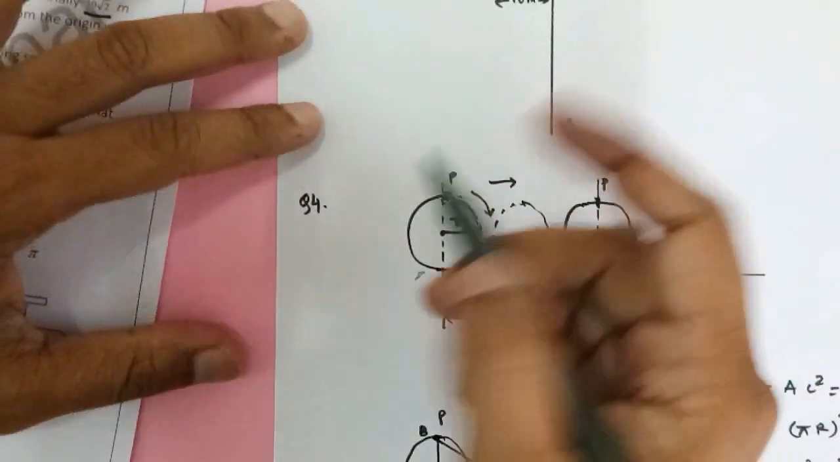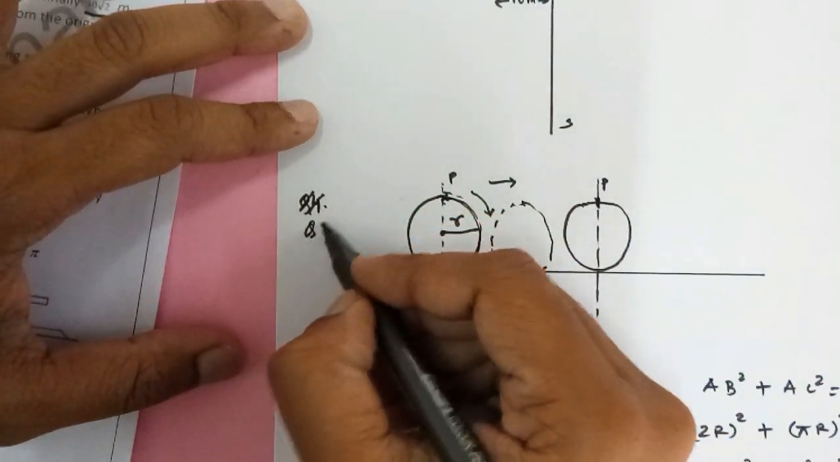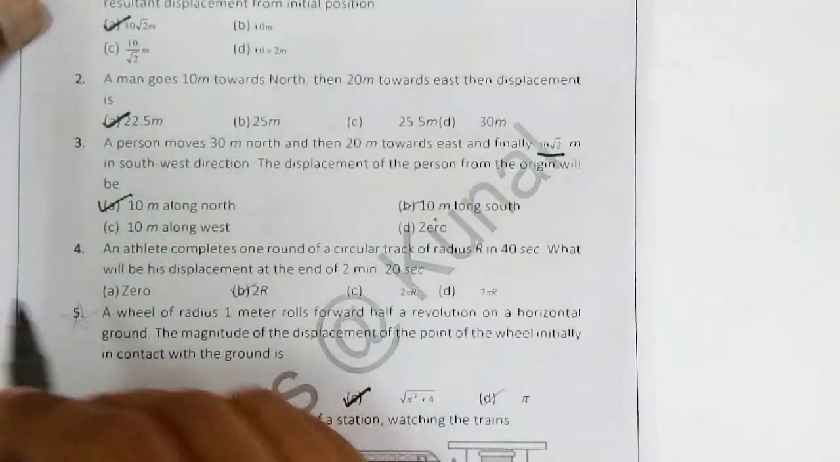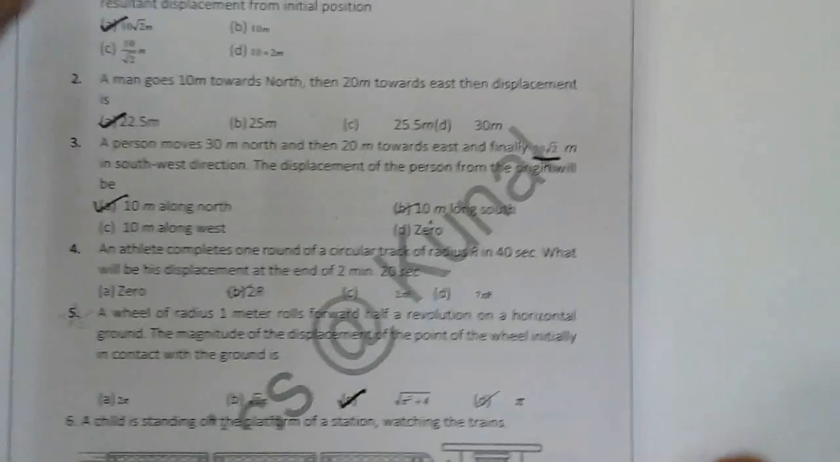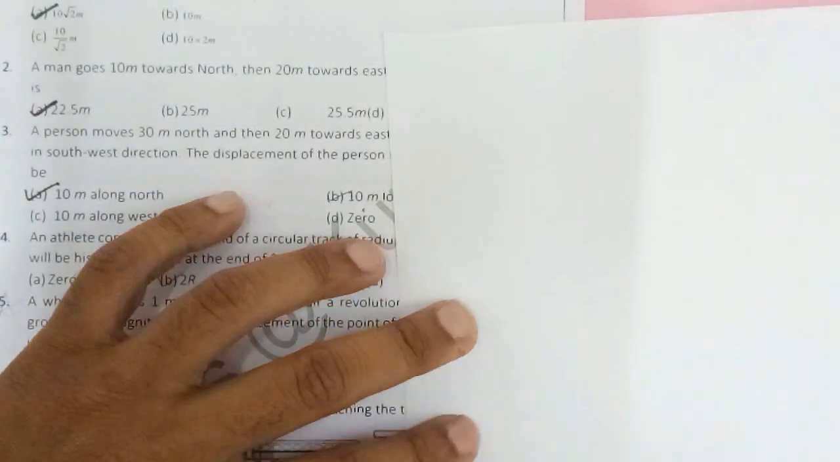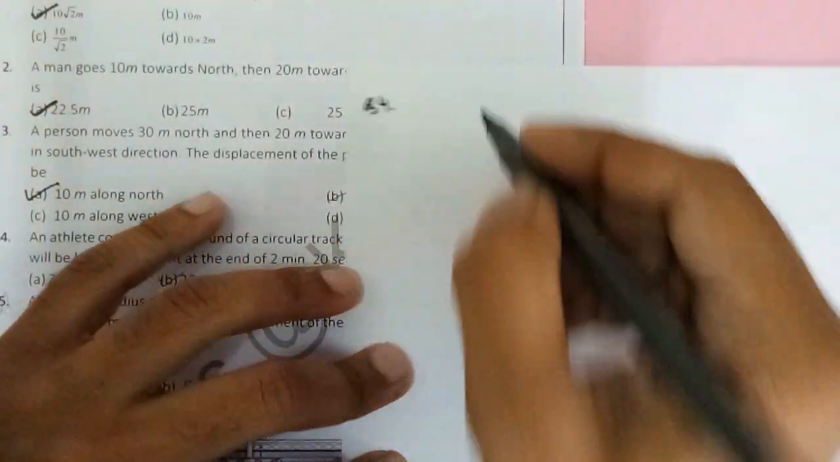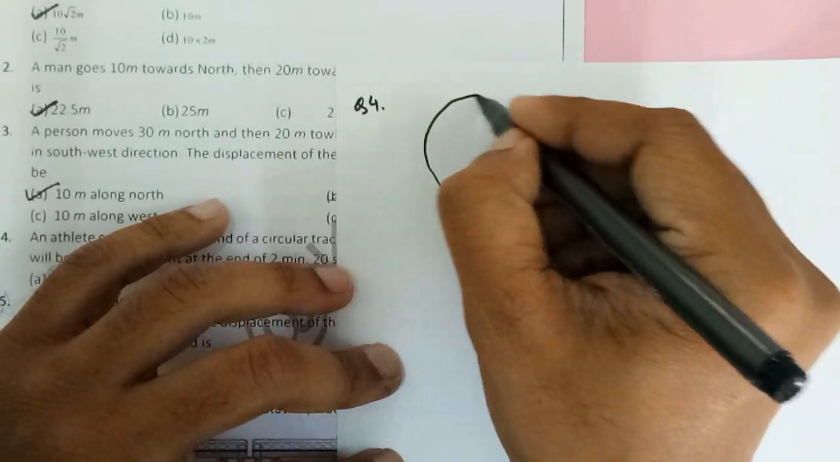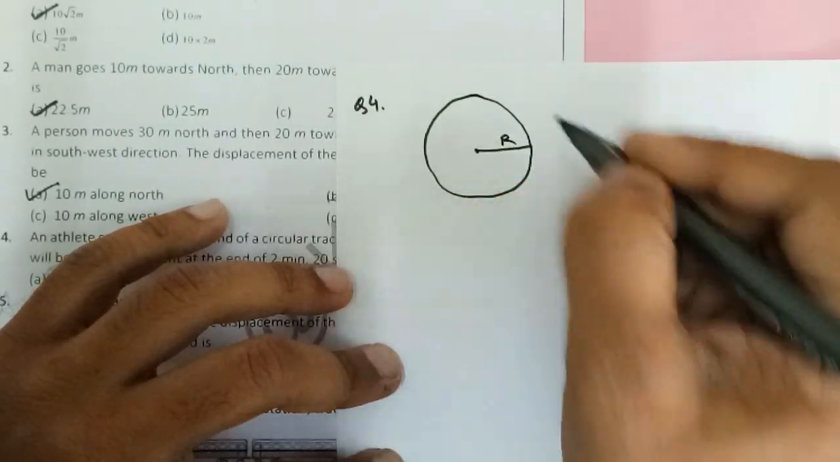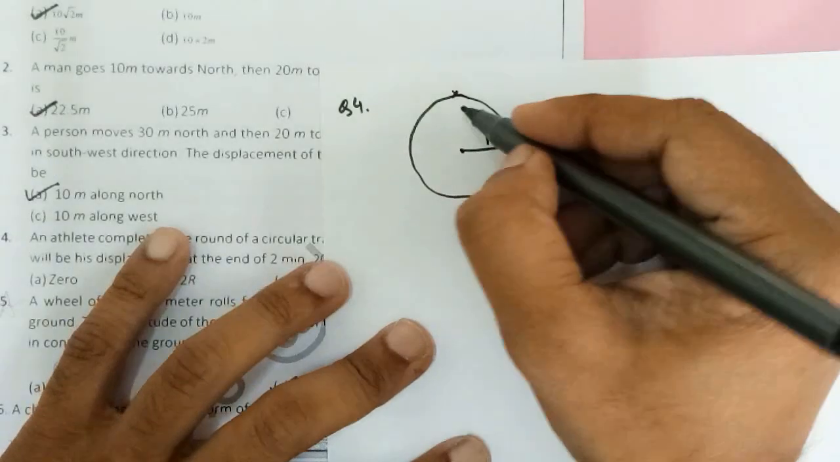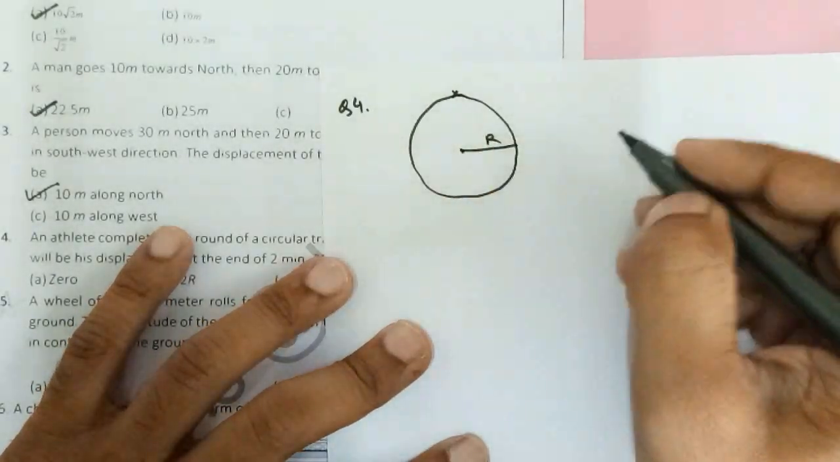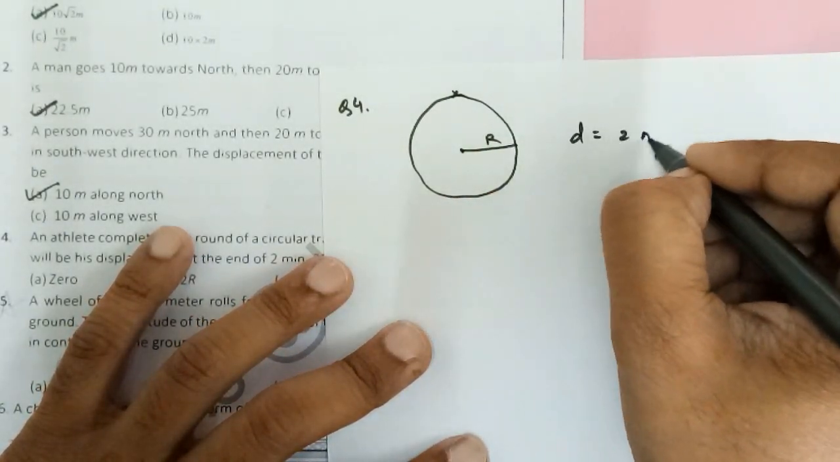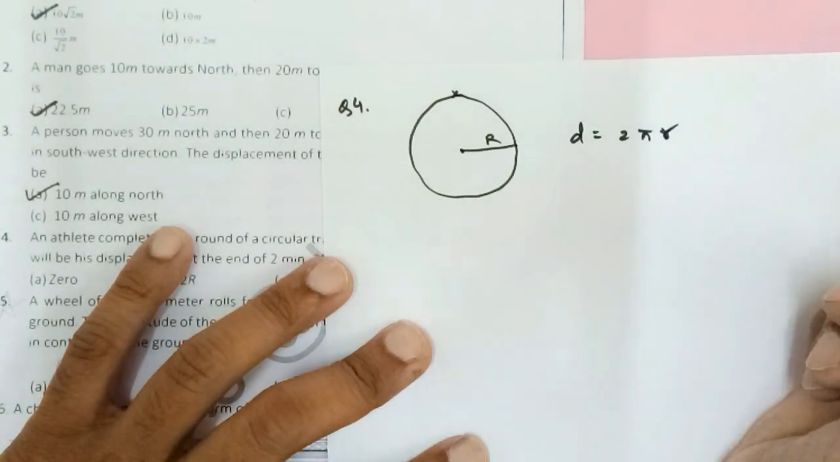So maybe I can cancel this, and this is question number 5, right? Let's move on. Question number 4. An athlete completes one round of the circular track. So when an athlete starts a circular round, say for example from here, and he finishes one complete round, he will travel a distance equal to 2 pi r, the circumference, right?